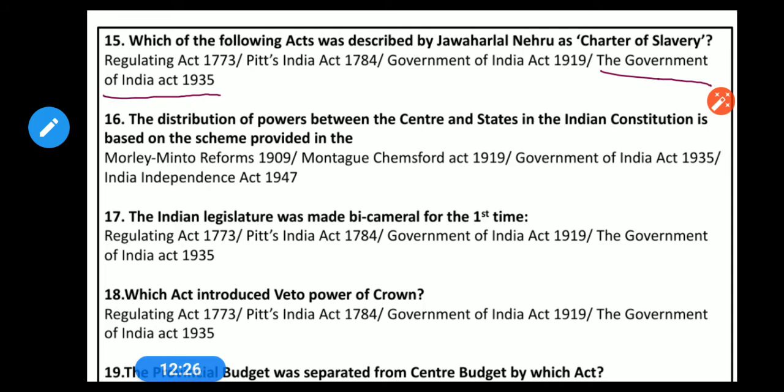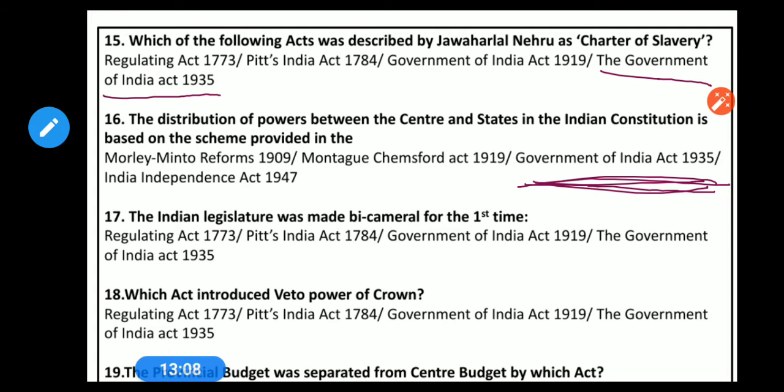Question number 16. Distribution of powers between the center and states in the Indian Constitution is based on the scheme provided in which of the options: Morley-Minto Reforms 1909, Montagu-Chelmsford Act 1919, Government of India Act 1935 and Indian Independence Act 1947. The correct option is the Government of India Act 1935. So the distribution of powers between the center and states in the Indian Constitution is based on the scheme provided in the Government of India Act 1935.